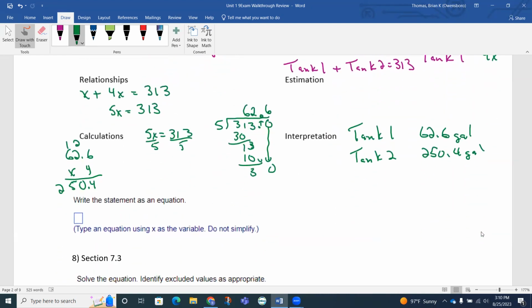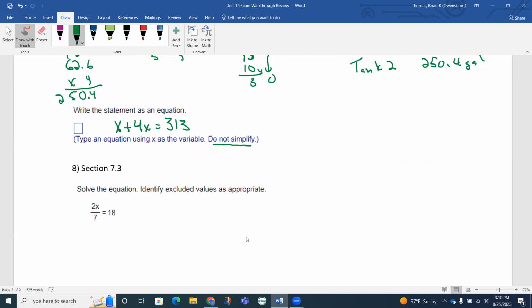I can't really remember if they just want an equation or to solve, so I went on and did both. I do know we want to at least write an equation. One equation would be 5x equals 313. And it does say do not simplify, so maybe it even wants to go back one. So maybe they want to write this as x plus 4x equals 313, since they say don't simplify.